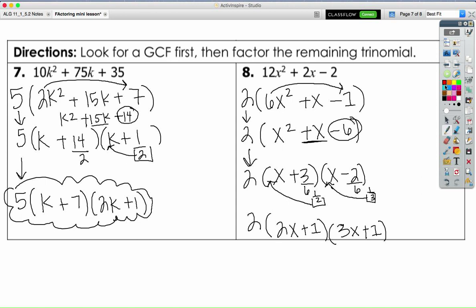So we'll double check our work because that was a little confusing. So we should probably check. 2x and 3x gives us 6x squared. And then we have, oh, this is what I did right here. This should be a minus.